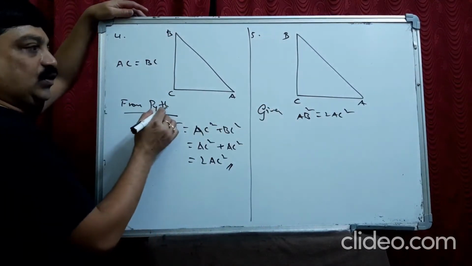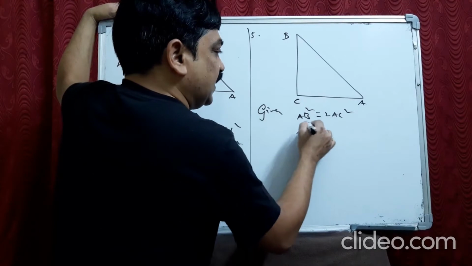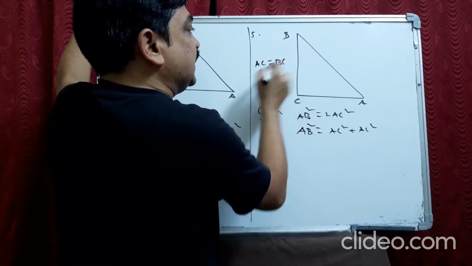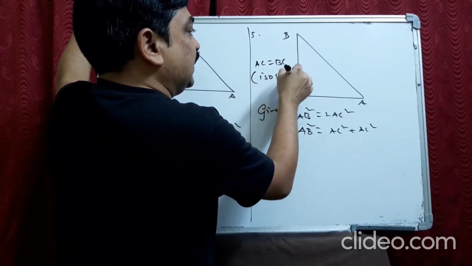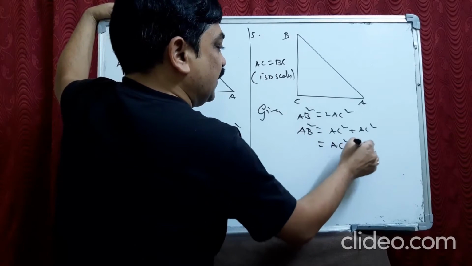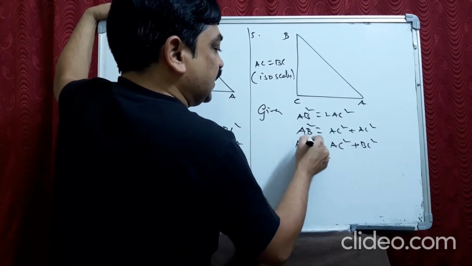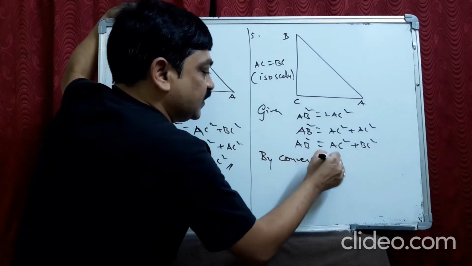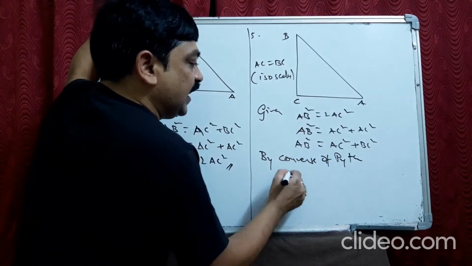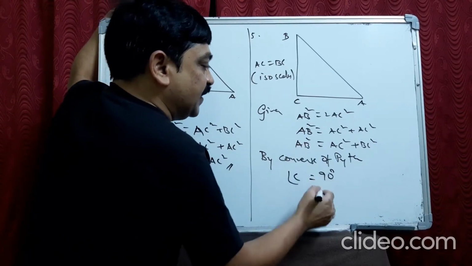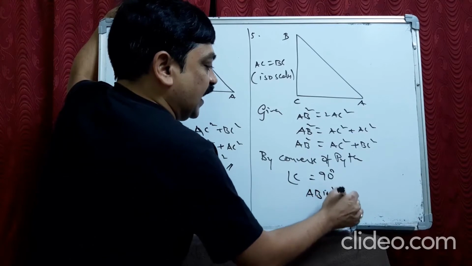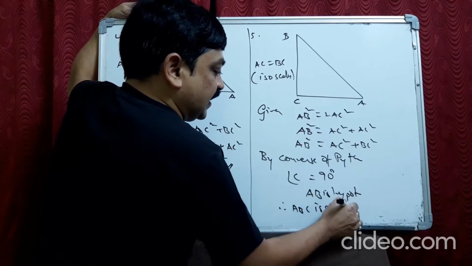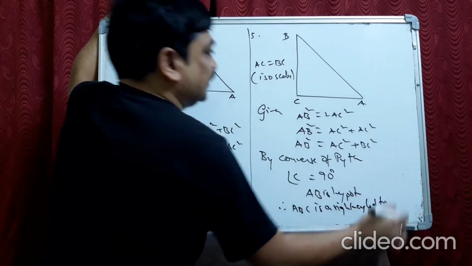So this is according to Pythagoras theorem. Now we go with AB square equal to, we write AC square plus AC square. But AC is equal to BC since it is isosceles triangle. So it becomes AC square plus BC square. So when something like this is happening, by converse of Pythagoras theorem, what you can say is that angle C is 90 degrees and AB is the hypotenuse. So therefore ABC is a right angle triangle. Okay.